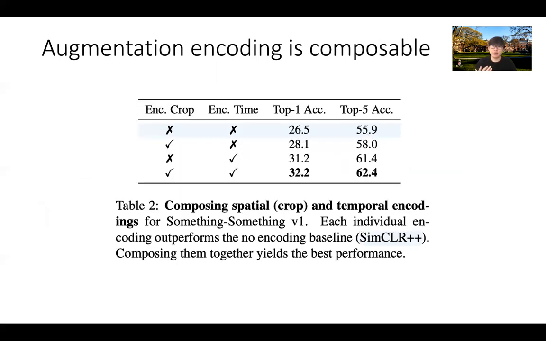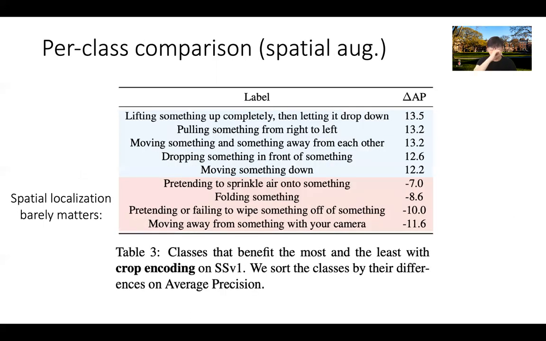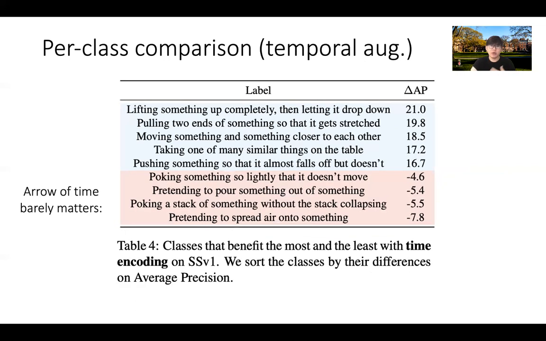And we also show that, as we desired, different data augmentations can be composed, and they are complementary to each other. And when we dig into the details of those spatial augmentations in the individual classes of this benchmark, we can see that when we encode spatial cropping, the classes that benefit the most are those like trying to lift up something or put down something from left to right, where spatial localization is important. And similarly, if we dig into the classes that benefit the most from time encoding, it is also where the arrow of time or the ordering of the frames matters the most.